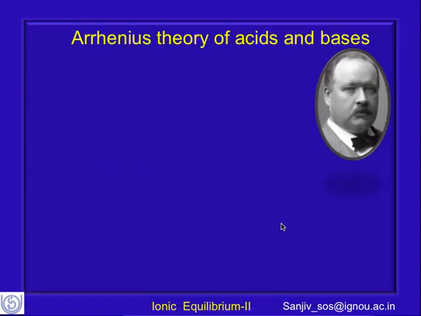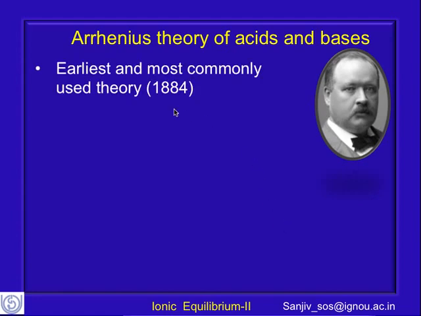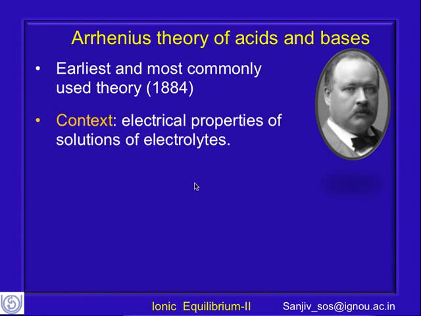I'm sure that you all know it, but let's have a relook at it. Arrhenius theory, as I mentioned earlier, is one of the first theories proposed for acids and bases. Arrhenius proposed this theory way back in 1884, in the context of electrical properties of solutions of electrolytes. He was studying the electrical properties of solutions of different kinds of electrolytes, and acids and bases happen to be the predominant ones.